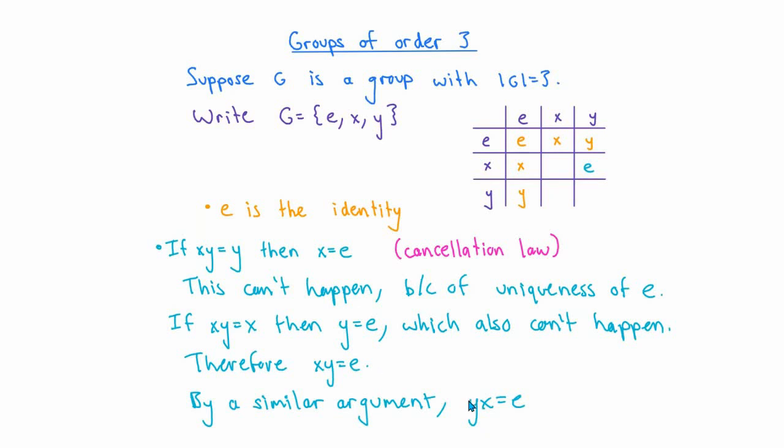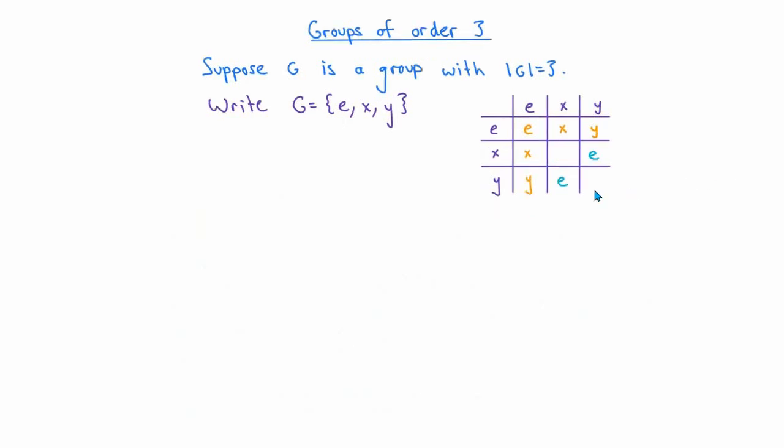Now, by a similar argument, we can also show that YX has to be the identity. So that takes care of those 2 entries of the multiplication table. Next, let's think about what the possibilities are for X squared. First of all, if X squared were equal to the identity, then that would mean that X inverse is equal to X. But we already know from our previous step that X inverse is equal to Y. So that would contradict the uniqueness of inverses. And that means that X squared is not equal to the identity.